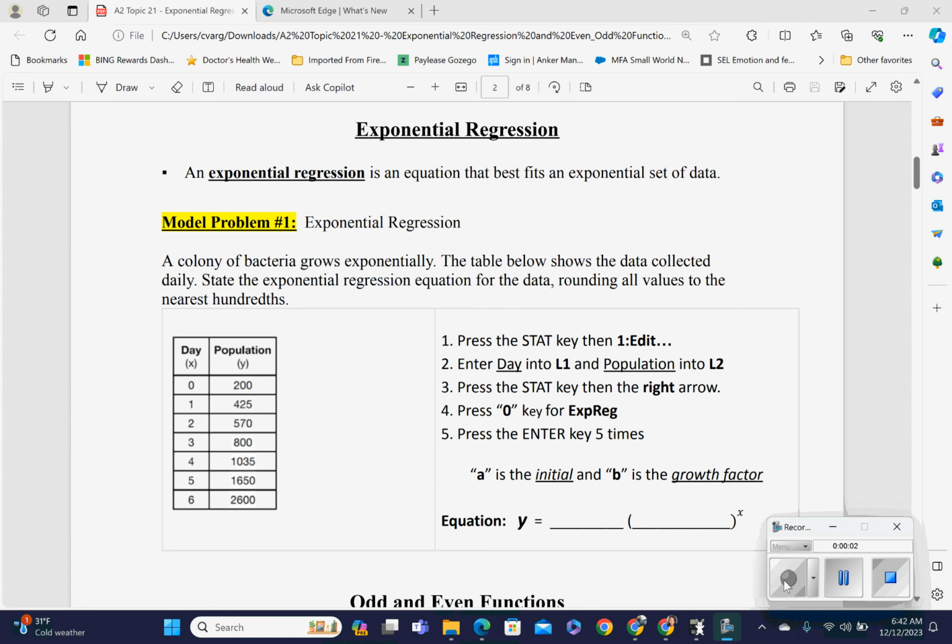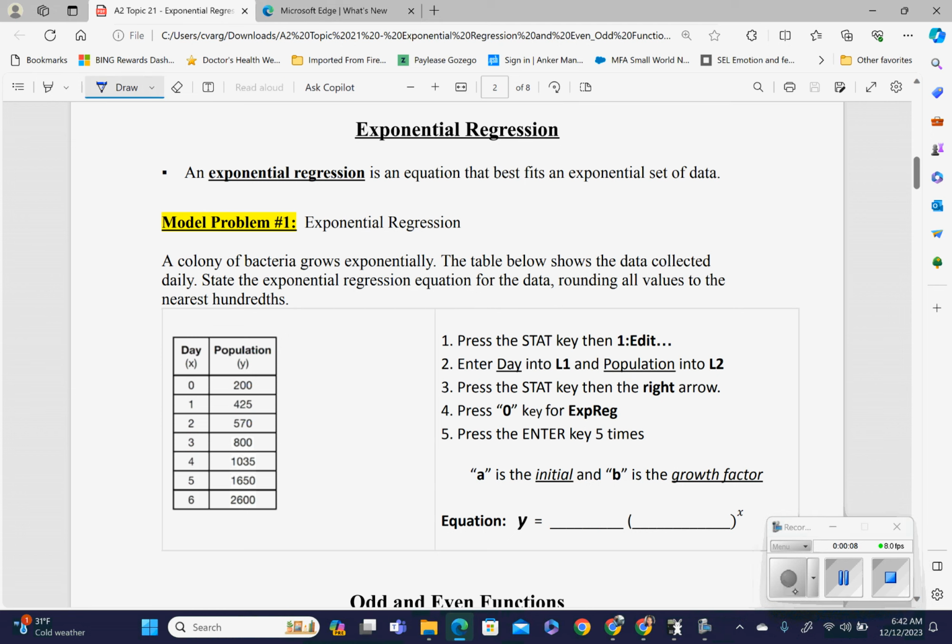Welcome to the next lesson in Unit 3. This is a two-parter. The first one is something called exponential regression. What you're doing here is looking at exponential growth or decay, and you're looking for the formula of it.